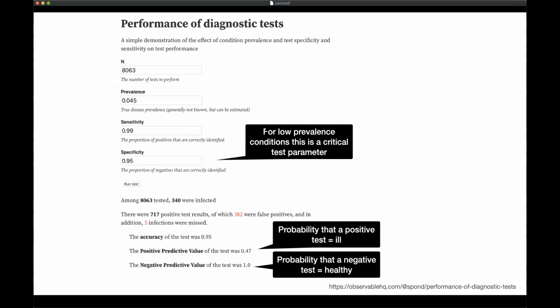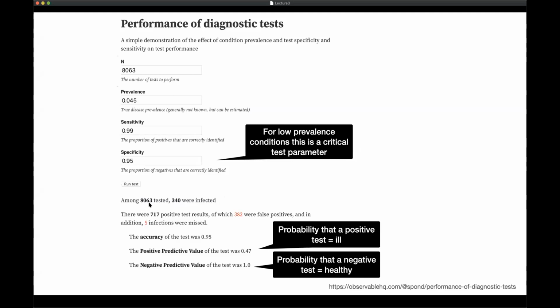The important parameter, it turns out, is the specificity. So if you keep everything else the same, the number of tests that you've run, the prevalence of 0.45, sensitivity the same, but you change the specificity from 99% to 95%, which doesn't seem like that much of a drop. And in fact, most of the tests that you're likely to encounter in the marketplace will probably have specificity somewhere between 95 and 100%. This apparently minor drop dramatically changes what the test is doing.